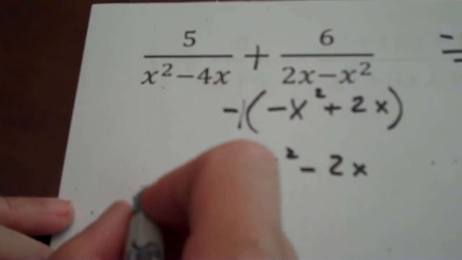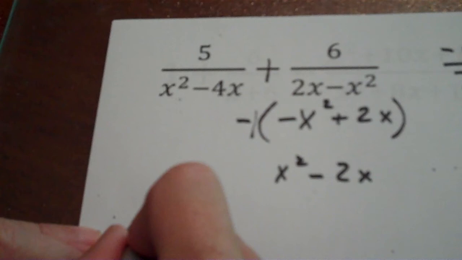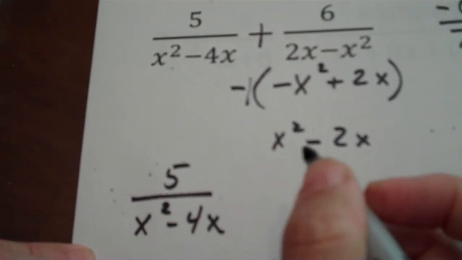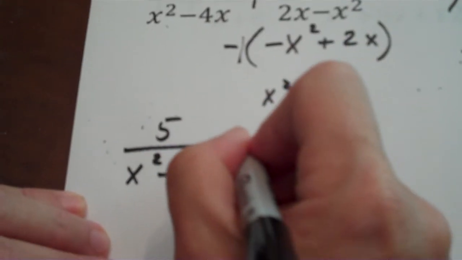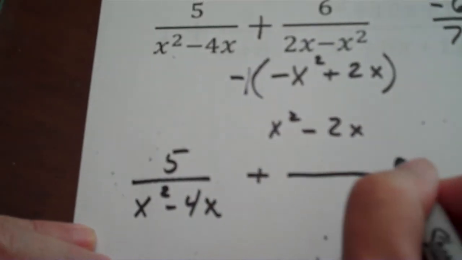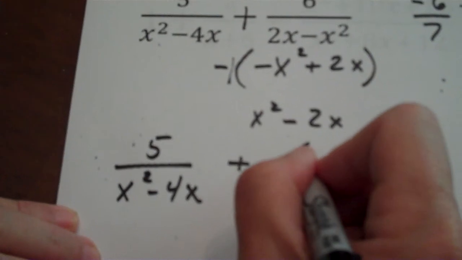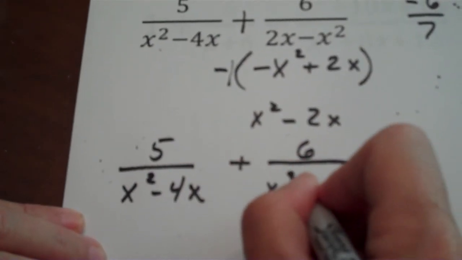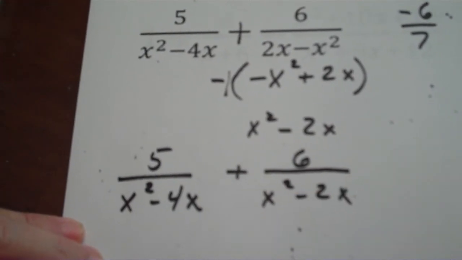So now let's rewrite our problem, just to make this neat. I have a 5 over x squared minus 4x. Didn't make any changes there. Made that negative into a positive, because you never want to subtract. You make too many sign errors, folks. And then I took that negative down to the bottom, and I made this simply x squared minus 2x.